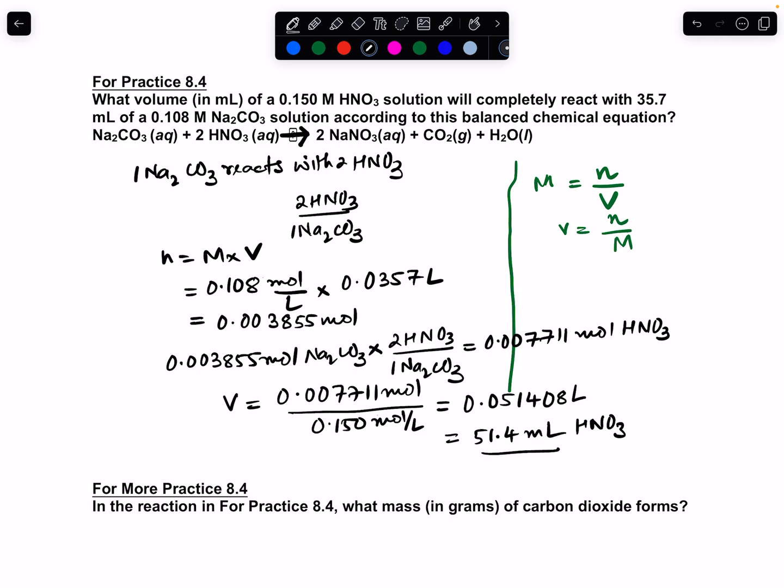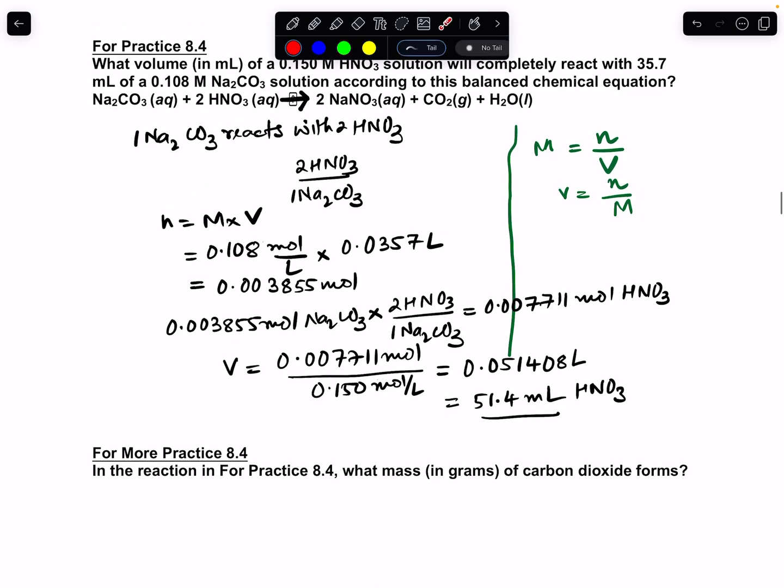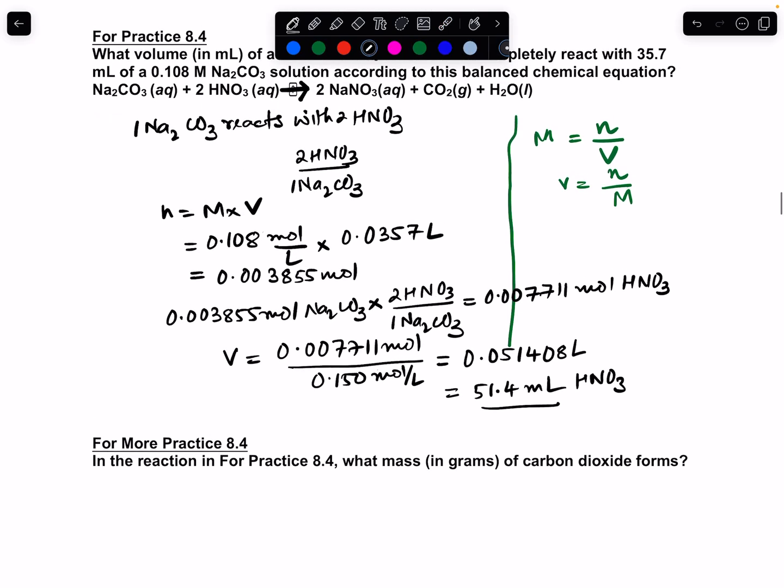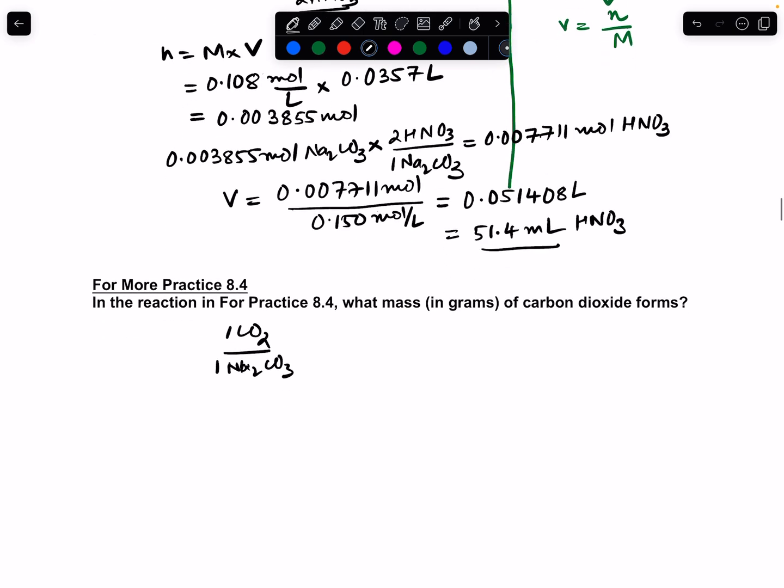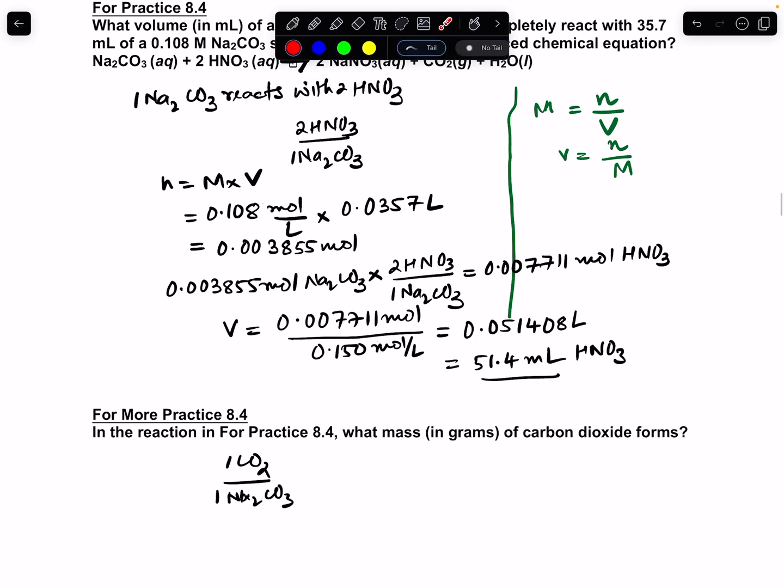All right. So an extension of the same problem is in the next part, which says: for the reaction above, what mass in grams of carbon dioxide forms? Okay, same relationship. So take a look at the reaction out here. You can see that 1 Na2CO3 makes 1 carbon dioxide, which means the relationship that we can write is 1 CO2 forms from 1 Na2CO3. So if we use that, we know the moles of Na2CO3 that were reacted is that number.